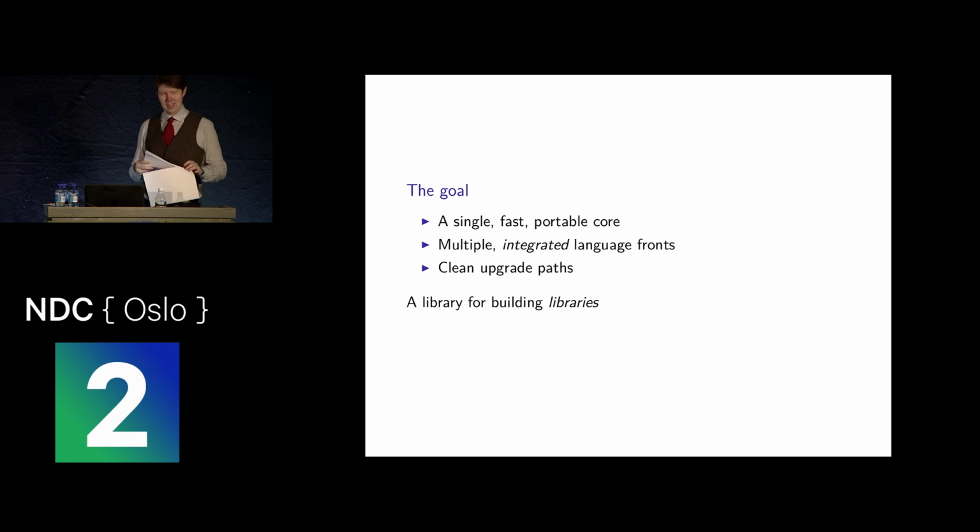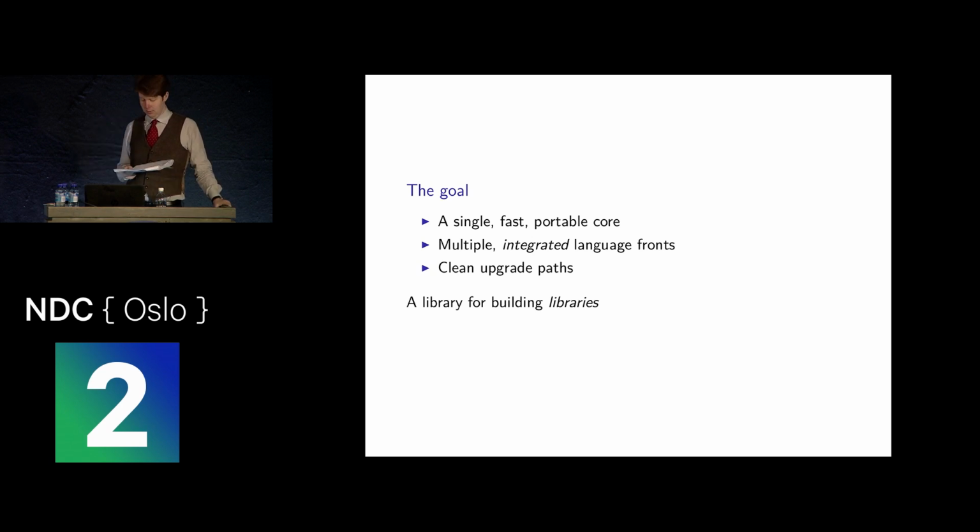So we have a pretty clear goal. The goal is to have a single, fast, portable core. And I mean portable in the true old Unixy sense. We run on multiple operating systems and multiple CPUs, including S390, which is an old IBM architecture, which I have actually never used myself. But Debian helped us test and run with that.